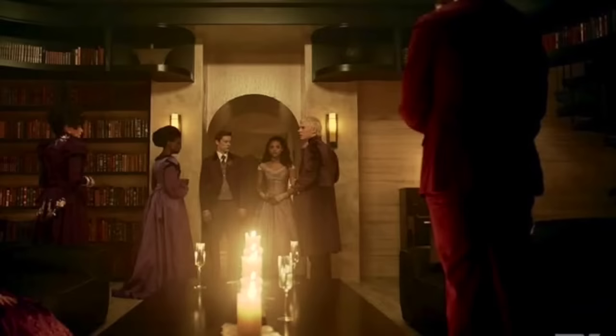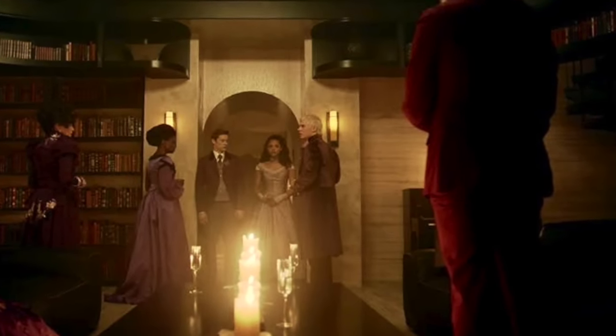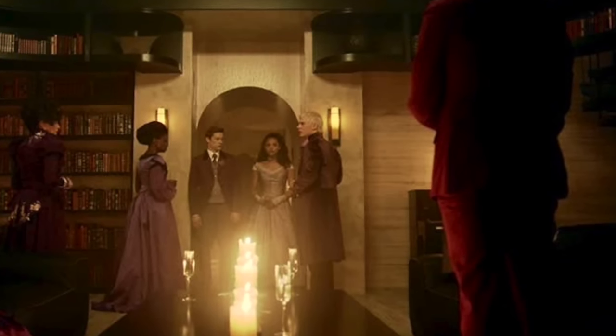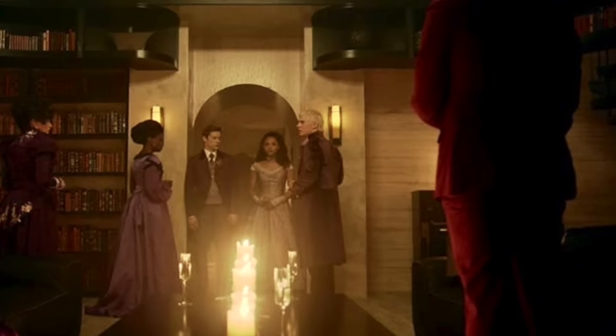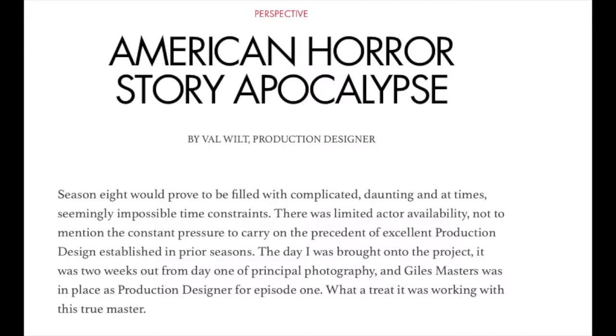For episode 1, Giles Masters served as production designer, and it's unclear what exactly he designed, but I would assume that he did more of the non-Outpost sets like Evie's Mansion and all that from the first episode. Then for the remaining 9 episodes, Val Wiltz served as production designer. He actually wrote a really interesting article about his experience serving as production designer for Apocalypse. I could make a whole video detailing that, but I'll just put the link to that article in the description. Here's a little slideshow of Val Wiltz' designs for Apocalypse for those of you who are interested.